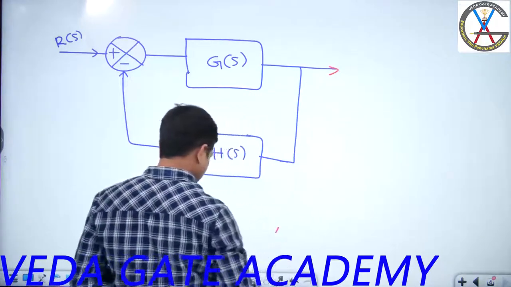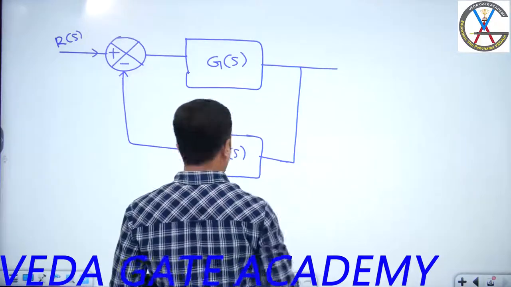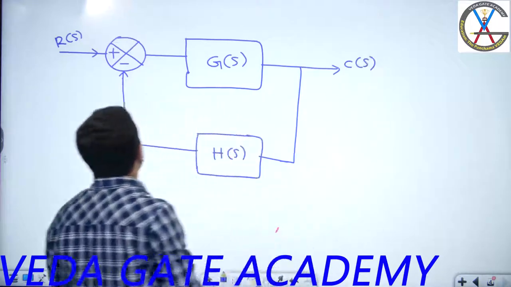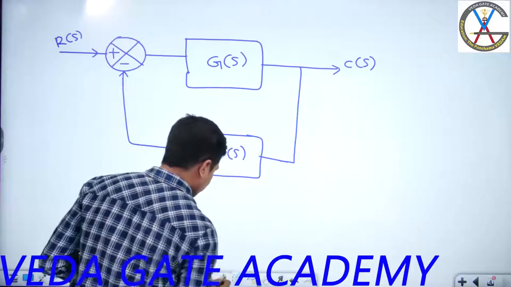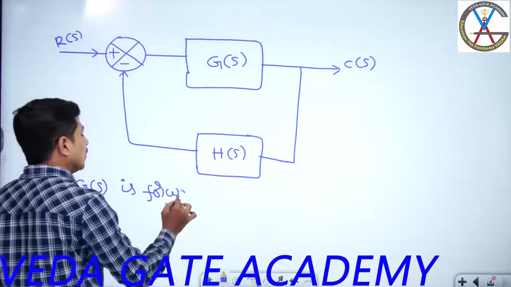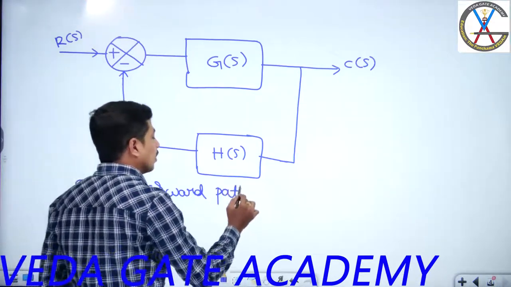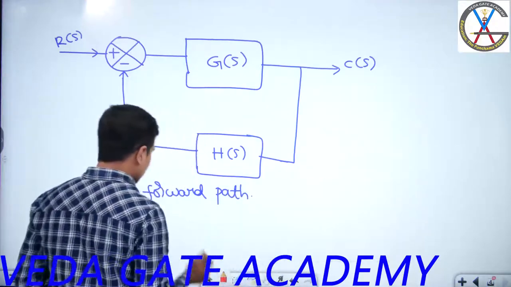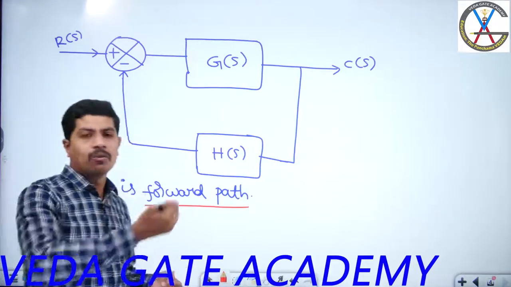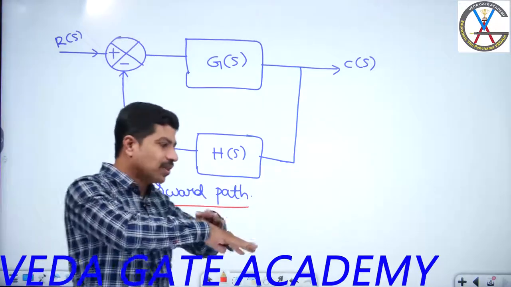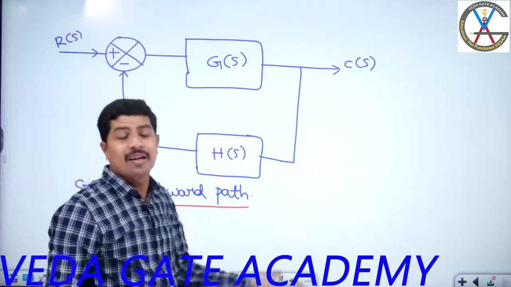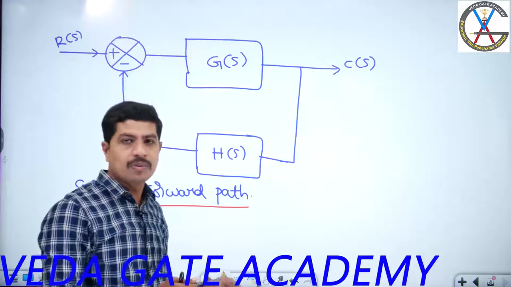Here the output is C of S. Now I'll write here. G of S is what? Forward path. What does forward path mean? A new term I'm introducing here. Let's understand this forward path. A forward path is a path taken from input to output without touching any part of the diagram twice. We will be discussing this forward path once again in signal flow graphs.